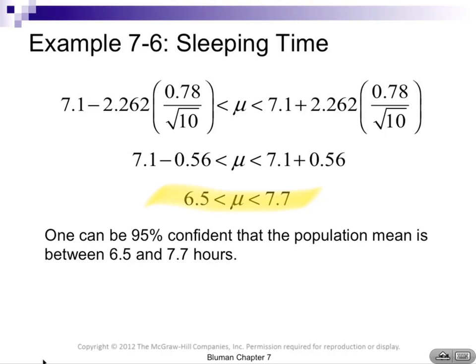We can be 95% confident, and you need to make a statement kind of like this. You will be 95% confident that the population mean is between 6.5 and 7.7 hours.